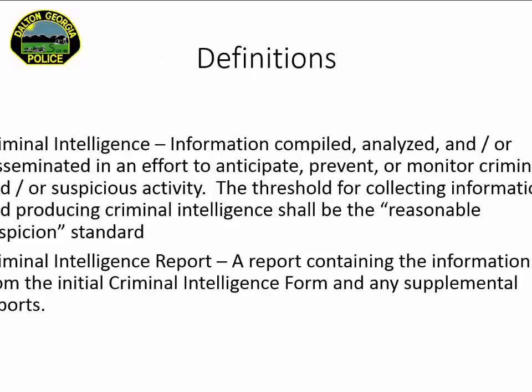Before we get too far in the lesson, let's look at some definitions. Criminal intelligence is defined as information compiled, analyzed, and/or disseminated in an effort to anticipate, prevent, or monitor criminal and/or suspicious activity. The threshold for collecting information and producing criminal intelligence shall be the reasonable suspicion standard. A criminal intelligence report is a report containing the information from the initial criminal intelligence form and any supplemental reports.